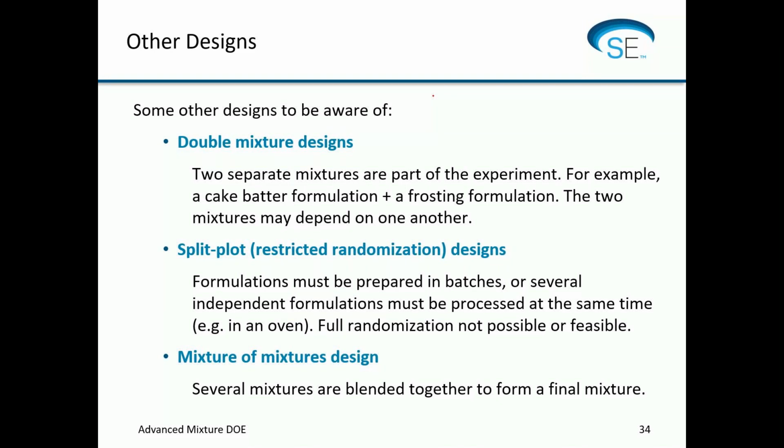If you're in a situation where you have to put 6 cakes in the oven at the same time because it's just more feasible, or if you have to make big batches of batter and then split them up, you're going to want to look at split plot or restricted randomization designs. And then finally, there's also a mixture of mixtures designs, which is if you have 3 different mixtures that you're ultimately blending into a final mixture.